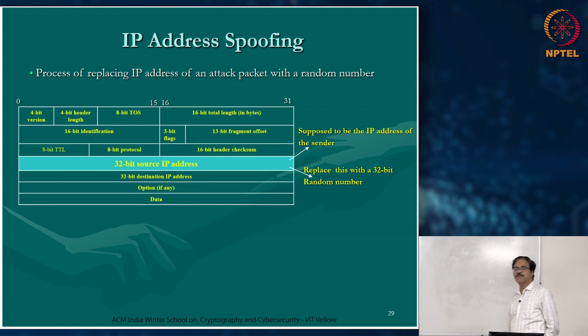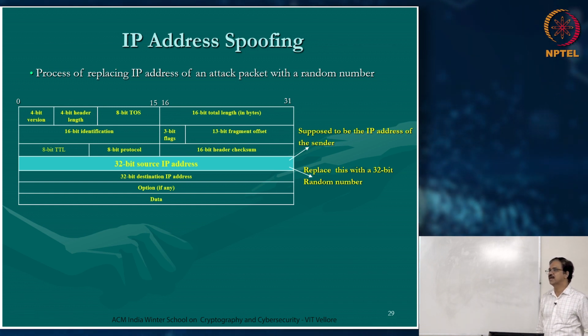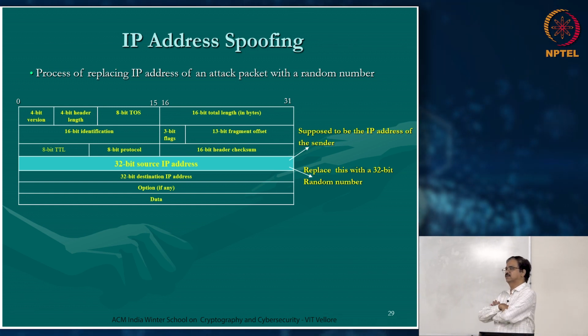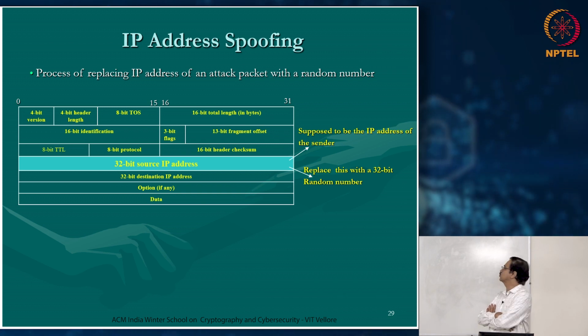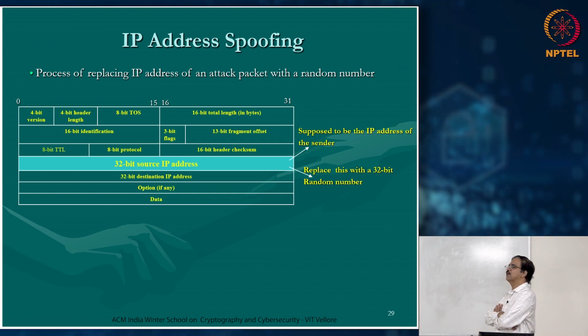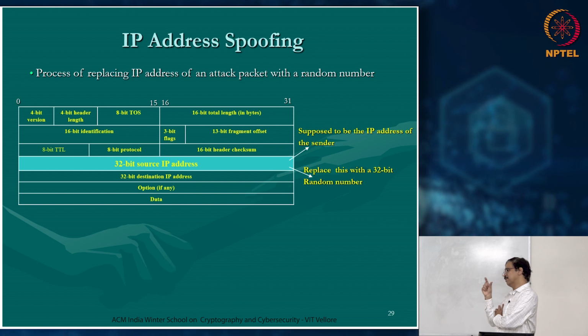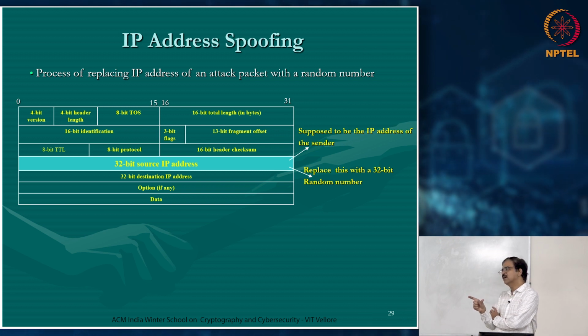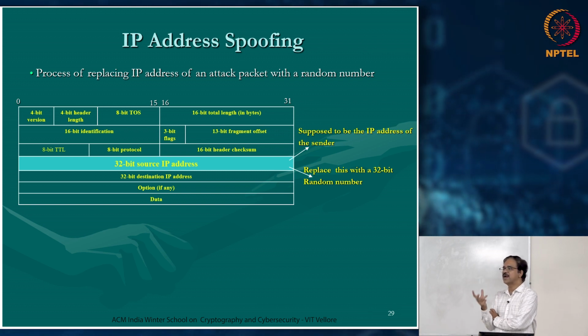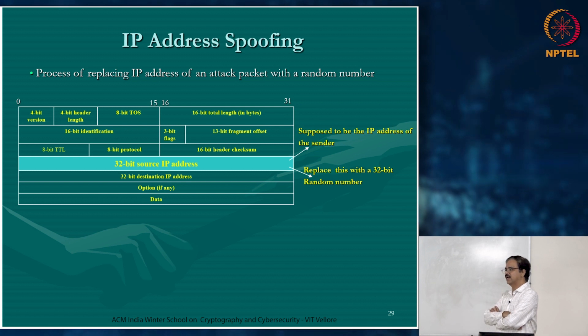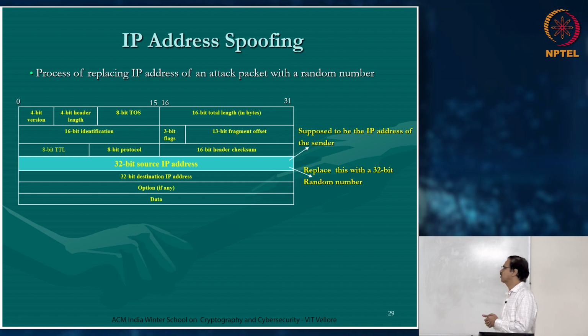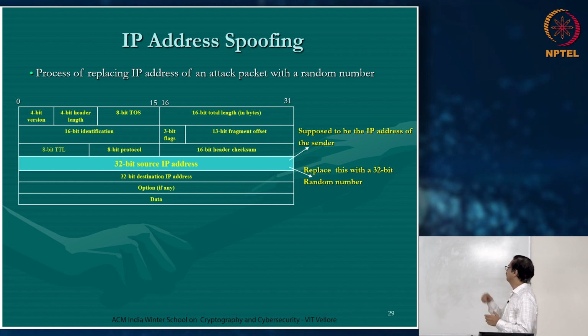All of you know about IP address spoofing, right? What is that? It is the process of replacing the IP address in a packet with a similar looking random 32-bit number, right? That's all it is, IP spoofing. People talk about IP spoofing a lot. It just replaces the 32-bit IP address.